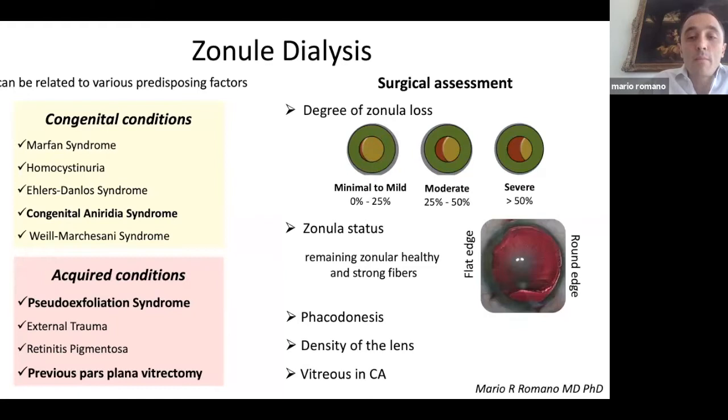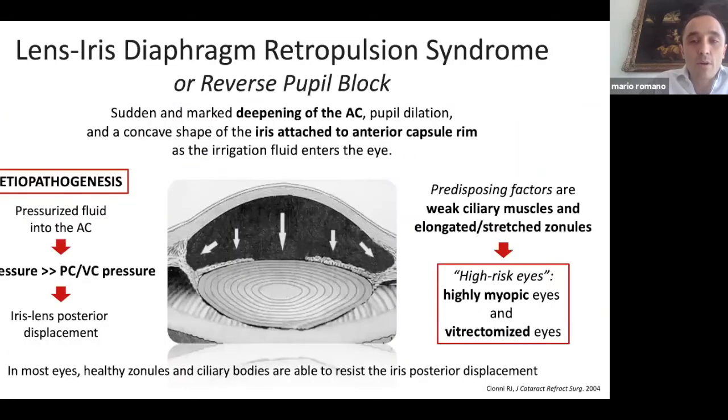That can be minimal or mild if it's between 0 and 25% of the pupillary area, or moderate between 25 and 50, or severe if it's more than 50%. We need to also assess the zonula status, looking at the equatorial edge of the lens, if it is flat, and we need also to look at phacodonesis, density of the lens, and the presence of vitreous in anterior chamber.